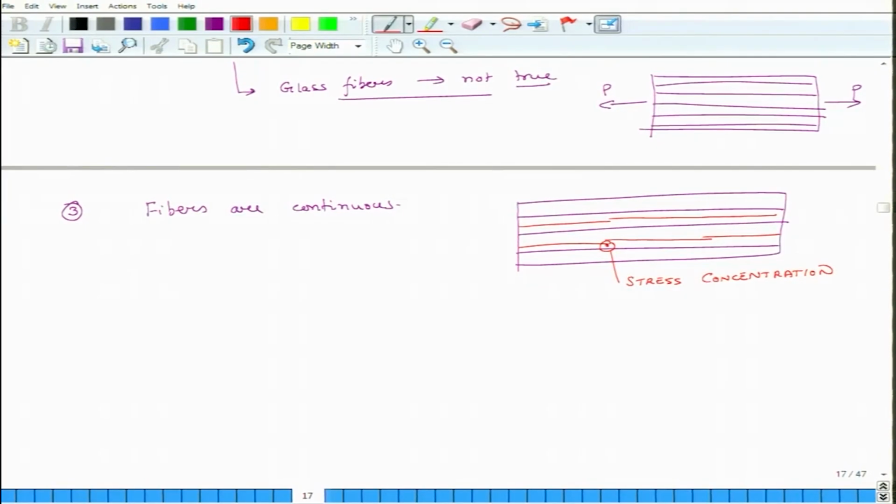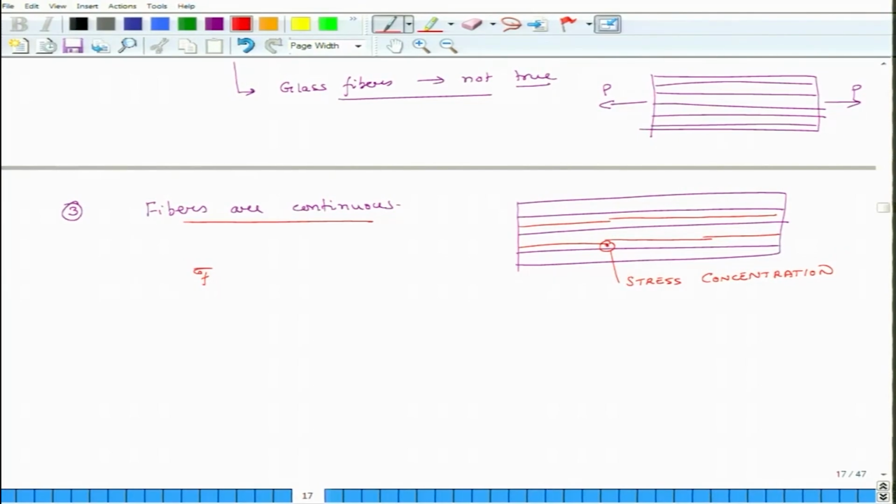At the end points there are higher stresses than what you will be predicting. What you predict theoretically is sigma f, the stress in the fiber, you can compute based on all the discussion which we had, but that is a theoretical prediction assuming that fibers are continuous. But the actual stress, especially at their end points, will be much higher than the theoretically computed stress.